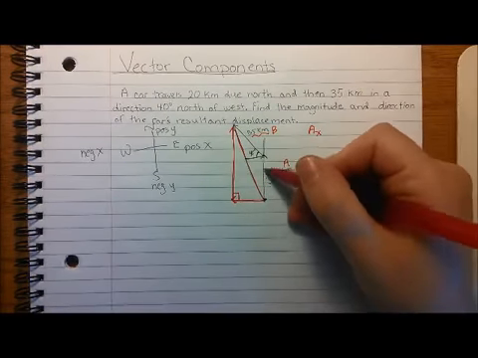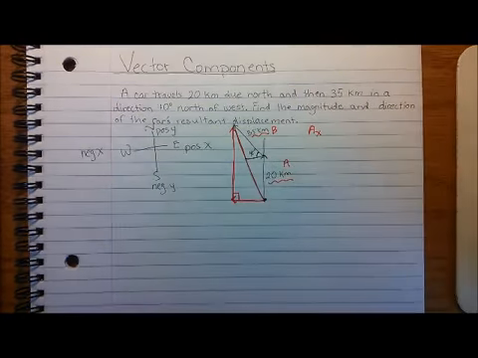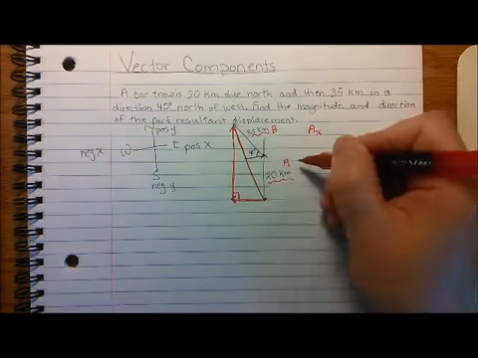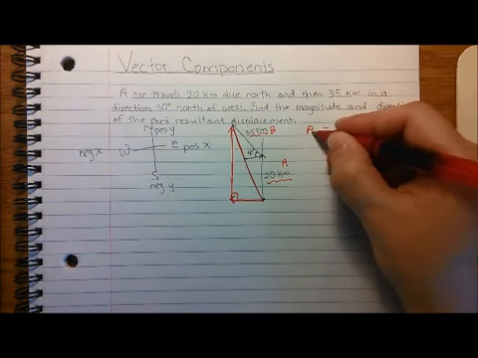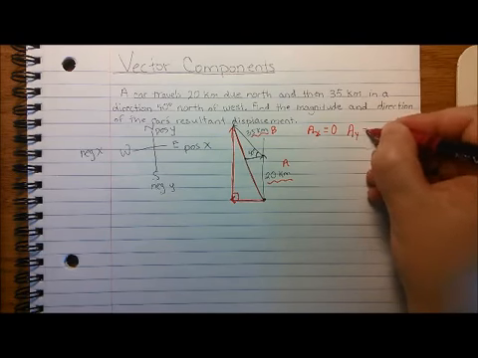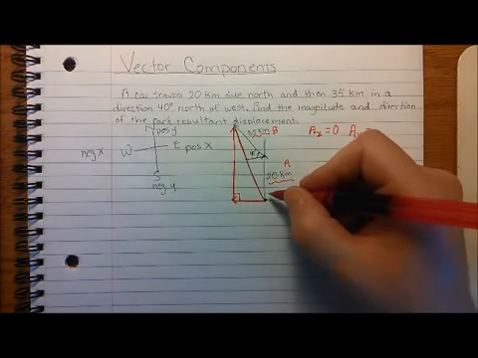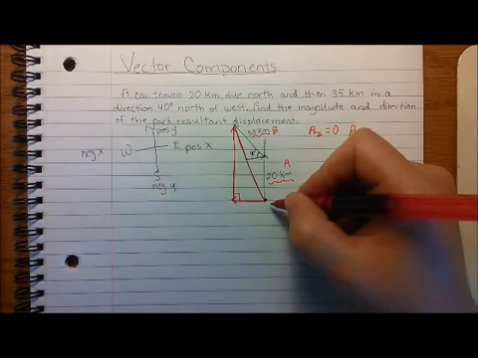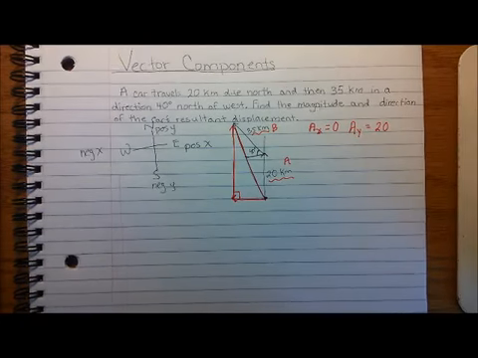Now, vector A. Does vector A go off in the x direction at all? Well, the answer to that is no. It goes straight up north, doesn't veer off to the left or to the right at all. So the x component of A is going to be 0. How about the y component of A? Does vector A go in the y direction at all? And the answer to that is yes, it does. It goes positive 20 kilometers. So we just write 20 here. So that was the easy part.